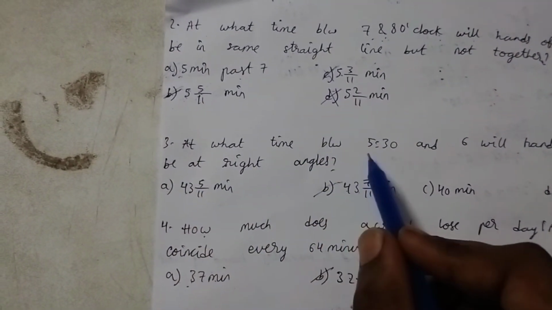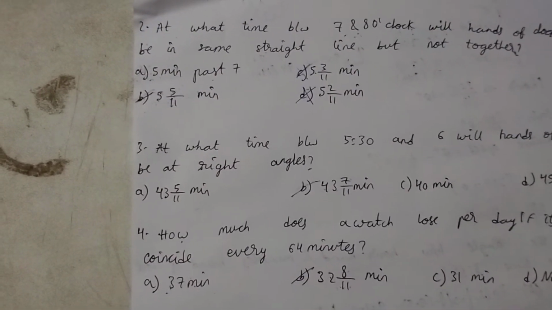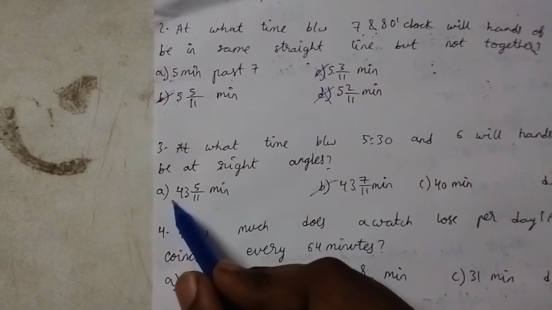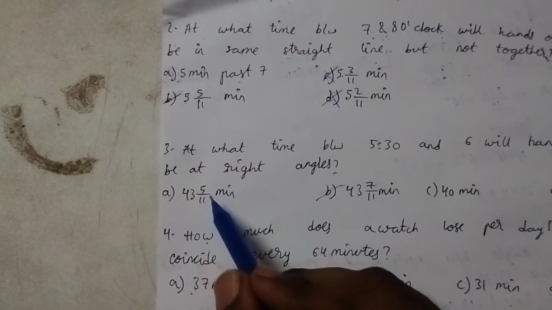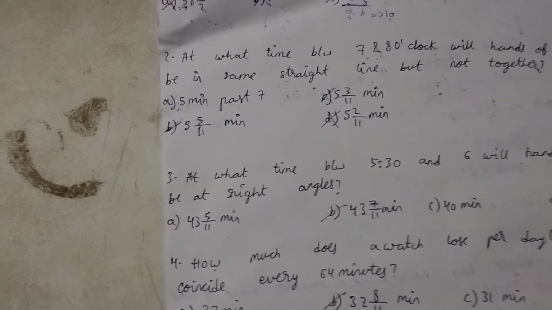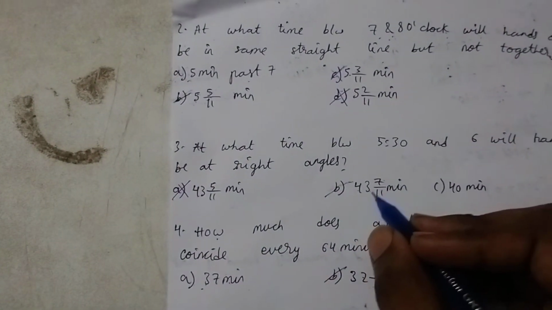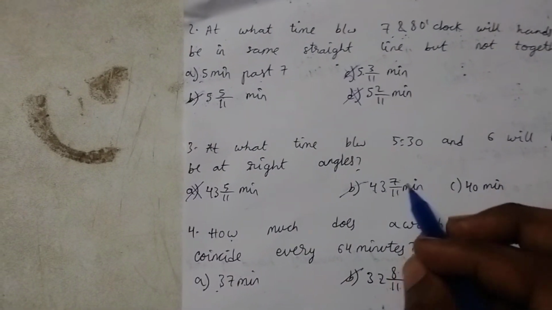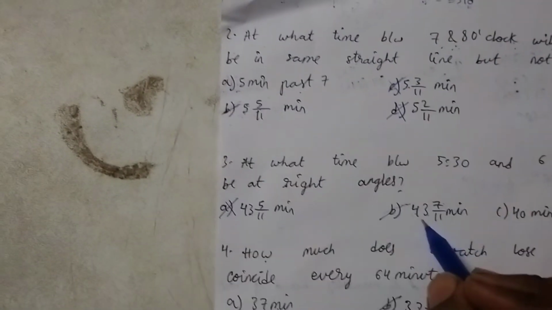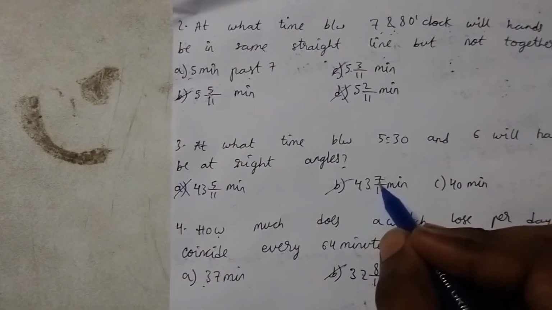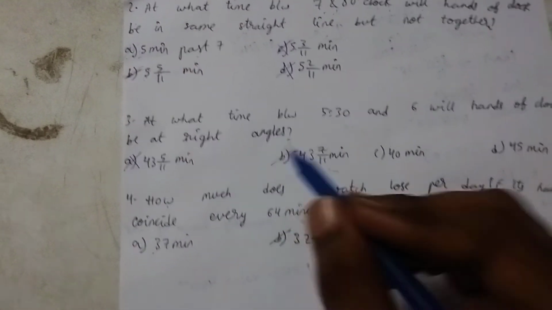At what time between 5:30 and 6 will the hands of a clock be at right angles? Means when we see this option, 43 plus 5 equal to 48, which is not divisible by 10, so we have to leave this option. But when we see this option, 43 plus 7 equal to 50, which is divisible by 10, so we have to pick this option.